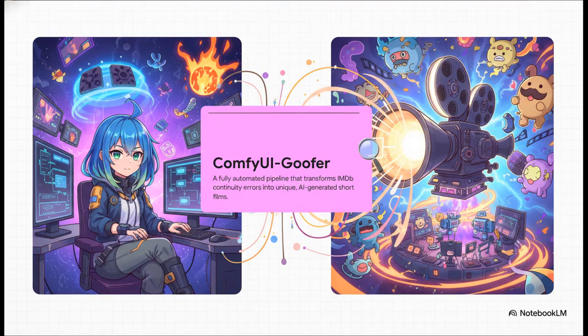So, to put a finer point on it, what exactly is ComfyUI-Goofer? At its core, it's a fully automated pipeline that turns those movie mistakes into AI films. But here's the kicker, the part that's really important. It all runs locally, right on your own computer. You don't need any API keys, you don't need to pay for cloud services. It's like having your own little self-contained AI film studio powered by all those little mistakes hidden in movie history.